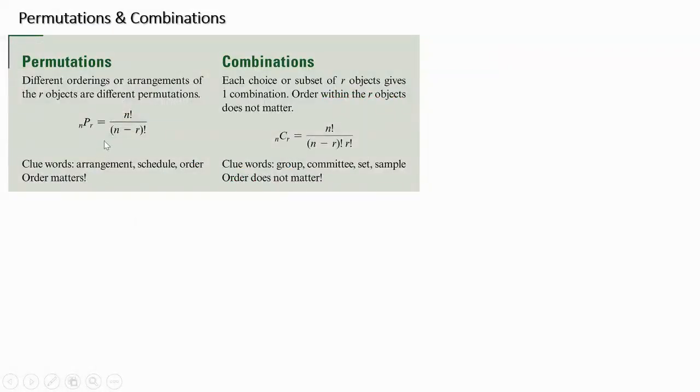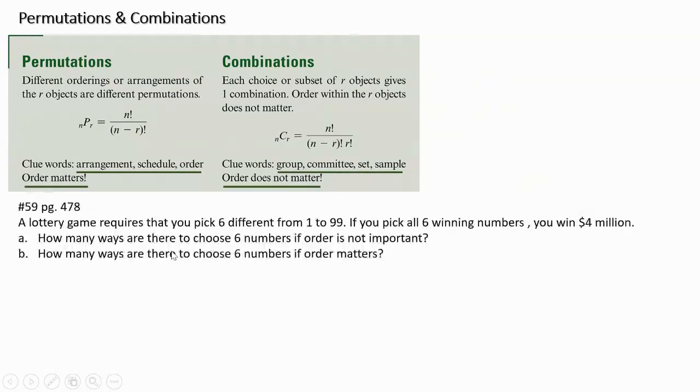Okay. Now here's a sum up for permutations and combinations. Permutations, here are the clue words, right? And the order matters. And here are the clue words for combinations, and order does not matter. Let's do 2 more problems and then we'll be done.